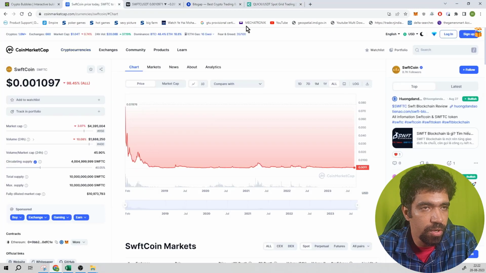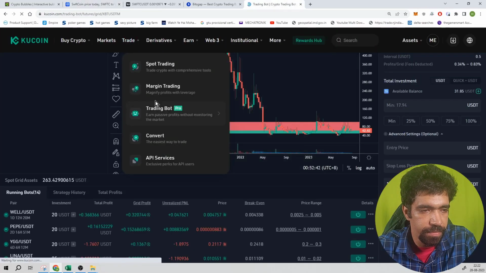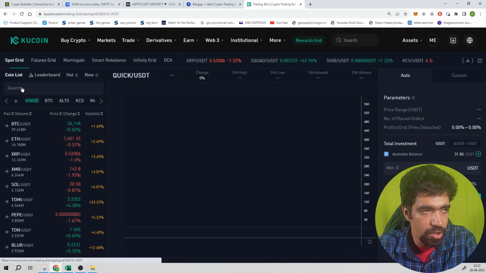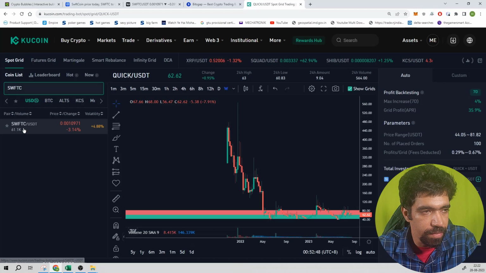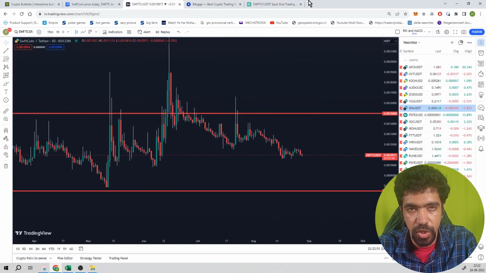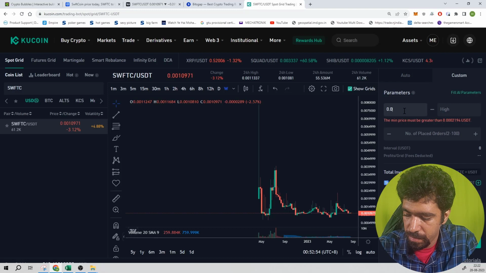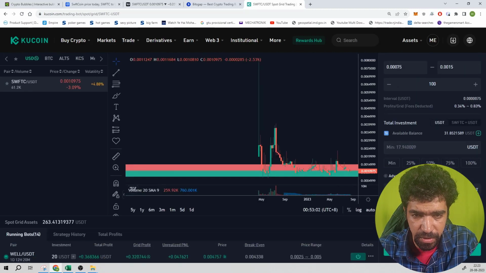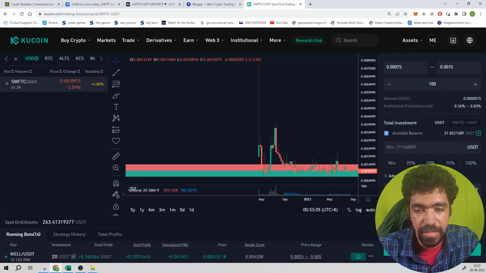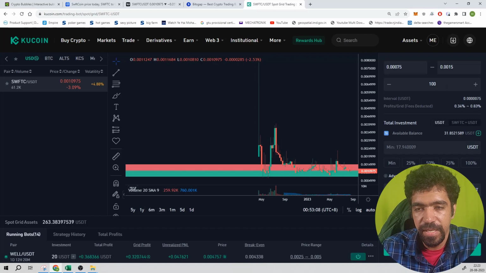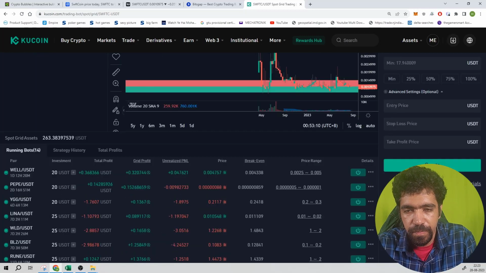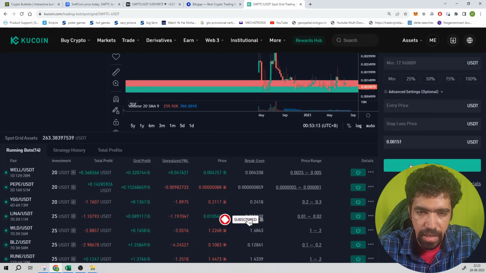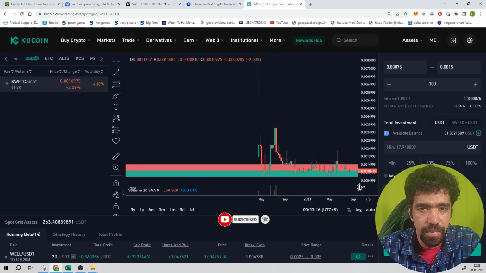Now let us see how we can start the bot on the KuCoin application. Search SWFTC on KuCoin, go to trade and trading bot, and then search for spot grid SWFTC token. Double click on this. The low price point is 0.00075, and the high price is 0.0015. Let us say the number of orders is 100, and the minimum required balance is $17.94. Entry price is optional because we're entering the market at the market price. Stop loss price is also not required, and the take profit price is a little bit higher than the upper price. So copy this value, paste this value, and click on create. So that's how you can create a bot of this token on KuCoin Exchange.